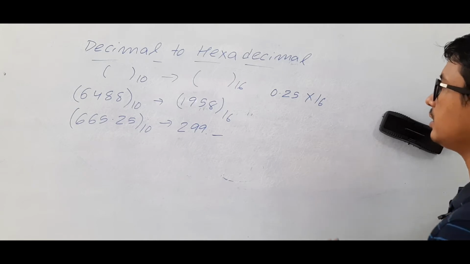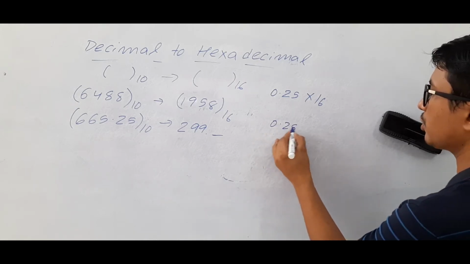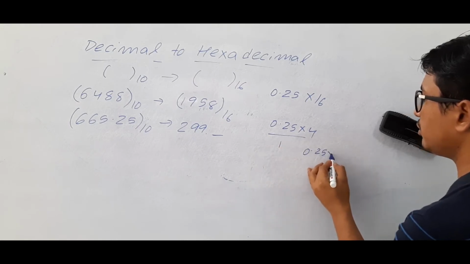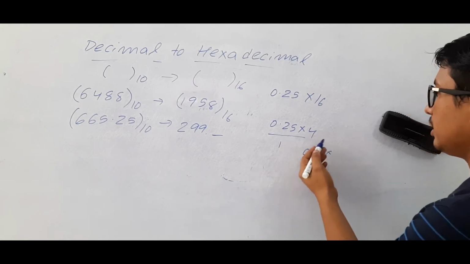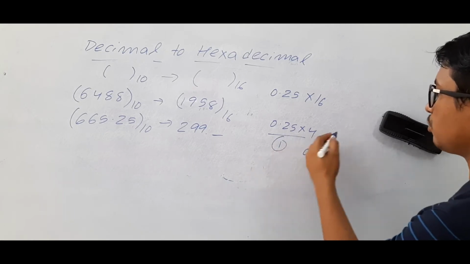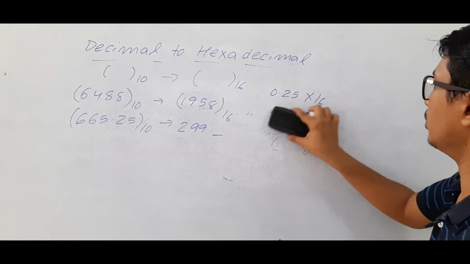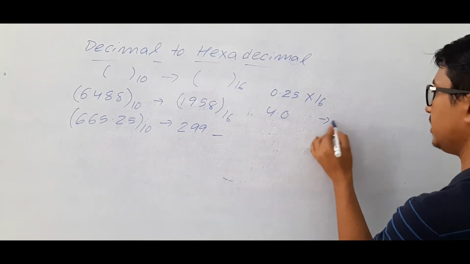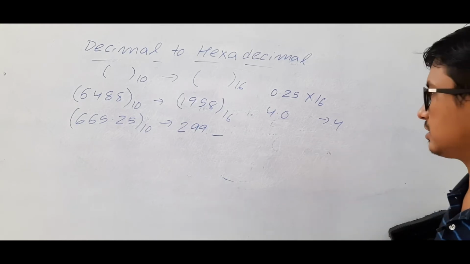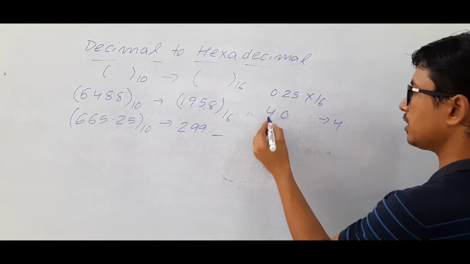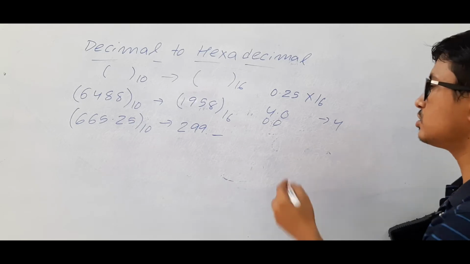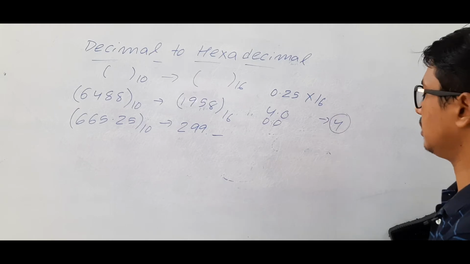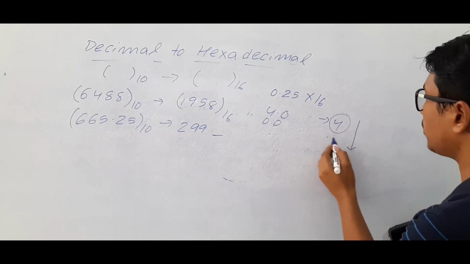0.25: if I multiply by 4, what will I get? I will get 1, because 0.25 times 2 is 0.5, and if I multiply by 2, I will get 1. So 1 times 4, I will get 4. So I will get 4.0. Take that 4 and keep it here; I will discuss why. Now it becomes 0.0, and 0.0 multiplied by 16 gives 0. So you will get 4 here, meaning you have to take from bottom to top.